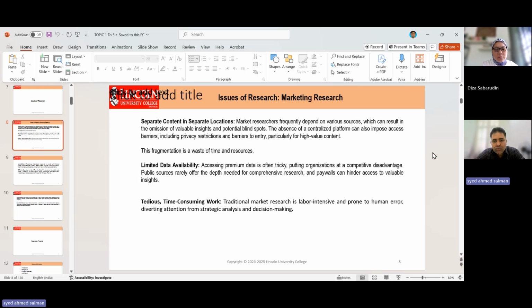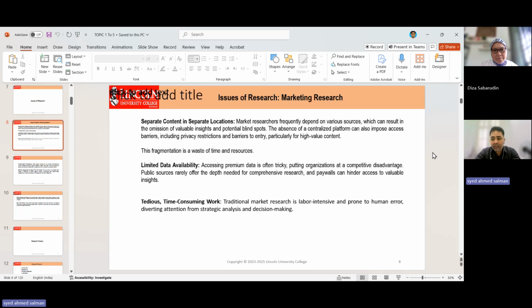The first issue is about separate content in separate locations, meaning that you do not have all the content in one place. If you want to achieve all the contents, you have to move from one place to another place. So the contents are not in one place. Market researchers frequently depend on various resources. So you are not depending on only one resource. You have to depend on many resources. That's why it's mentioned as separate content in separate locations, which can result in the omission of valuable insights and potential blind spots.